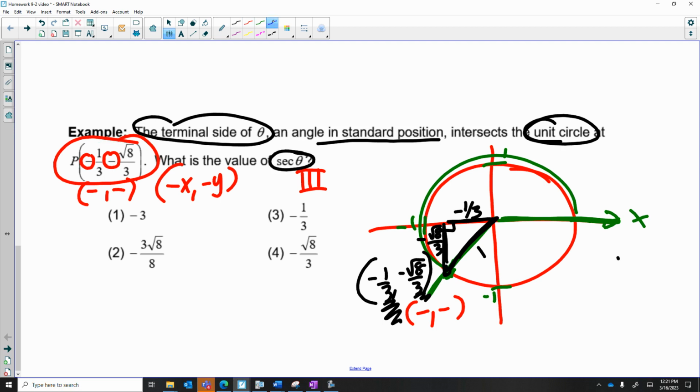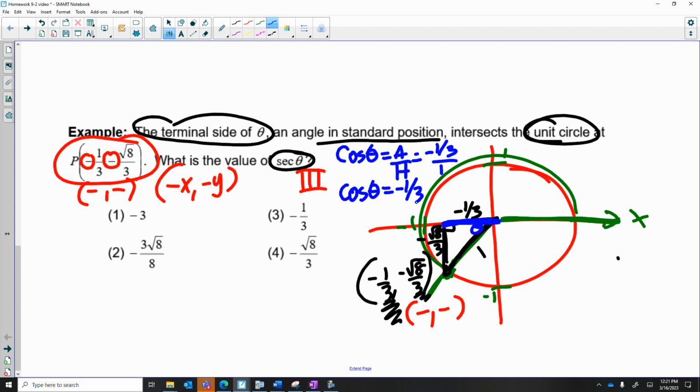So we should know from yesterday that the cosine and the secant are reciprocals. So I can do the cosine of the angle and then I can do the reciprocal. So first I'm going to show you using the triangle. Cosine is equal to adjacent over hypotenuse, which is going to be this. Adjacent to theta here is negative 1/3. And then the hypotenuse is going to be 1. Okay. So that means that the cosine of the angle equals negative 1/3.